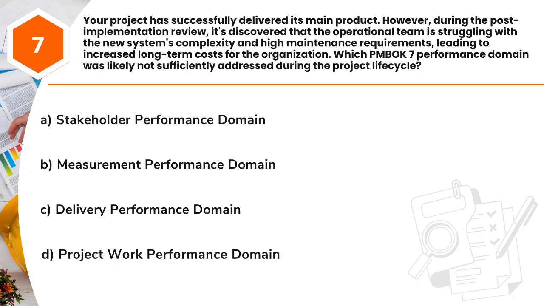Question 7. Your project has successfully delivered its main product. However, during the post-implementation review, it's discovered that the operational team is struggling with the new system's complexity and high maintenance requirements, leading to increased long-term costs for the organization. Which PMBOK 7 performance domain was likely not sufficiently addressed during the project lifecycle? A. Stakeholder performance domain. B. Measurement performance domain. C. Delivery performance domain. D. Project work performance domain.